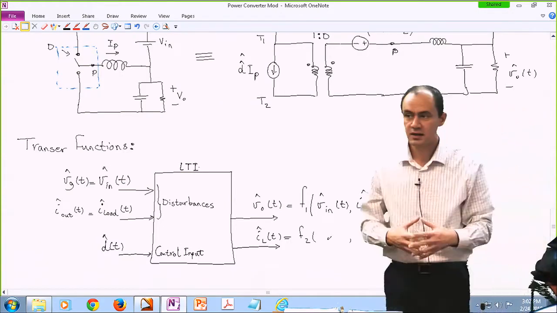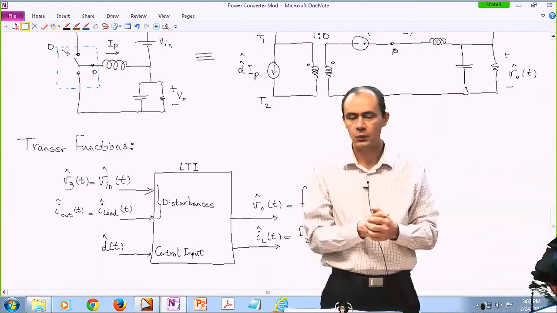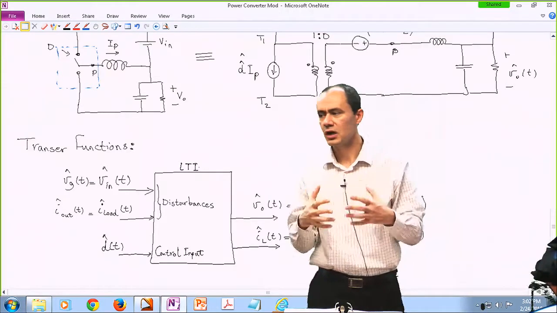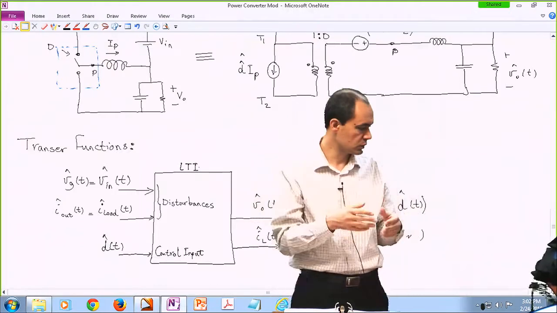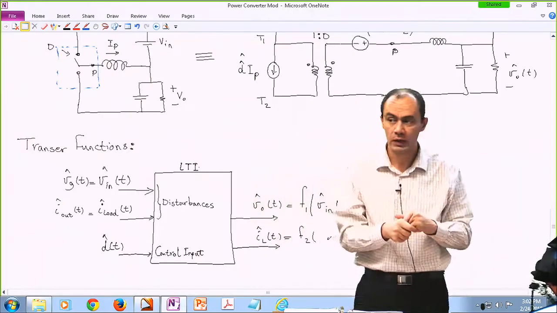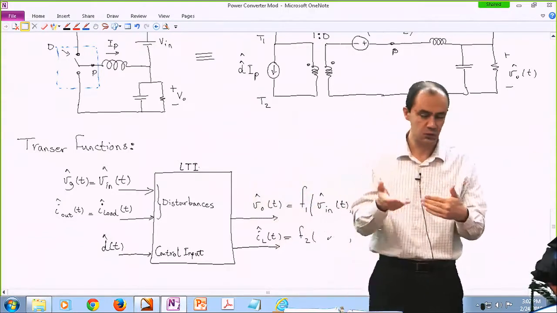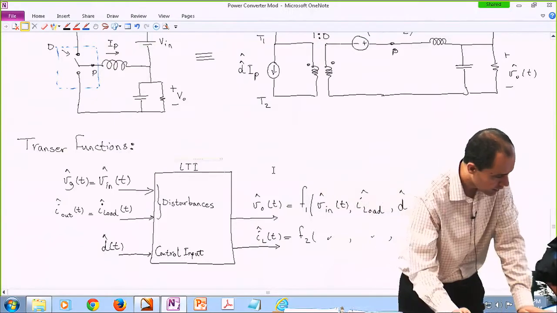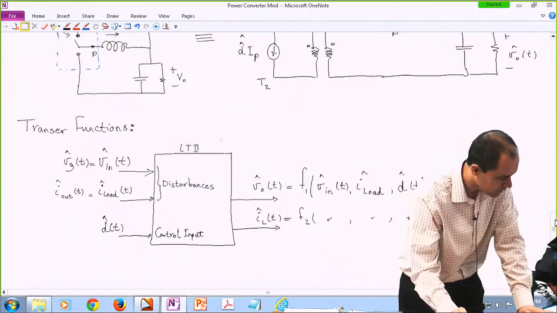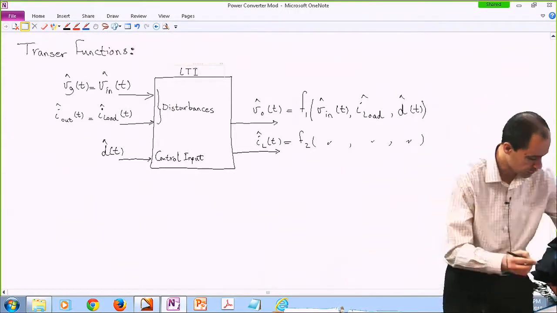So now I can say I have 3 inputs, and I'm interested in the output voltage. Because it's a linear time invariant model, I can use superposition. For instance, I can assume the other 2 inputs are 0 and only perturb one of them and see what happens to the output voltage. Then I perturb the second one and keep the first and the third one 0. And finally, perturb the third one and keep the first and second one 0. And that's how you get the transfer functions.